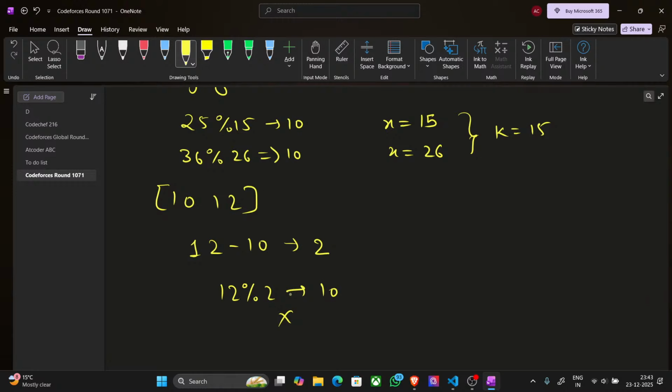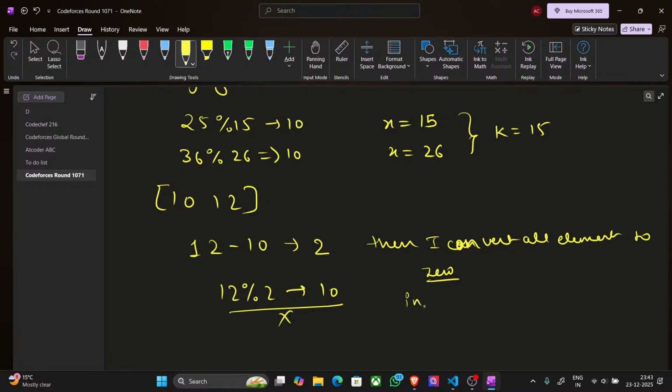If it fails, 12 modulus 2 not giving 10, then what can I do? In this scenario, what is the moduli that gives me a particular value which is the same for the whole array? Then I can convert all elements to 0, because this is failing. So I can try to convert all elements to 0.